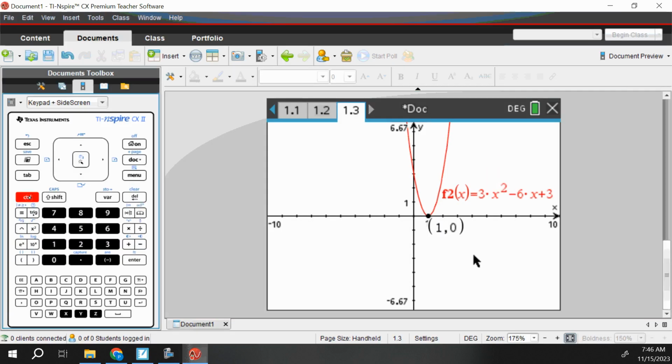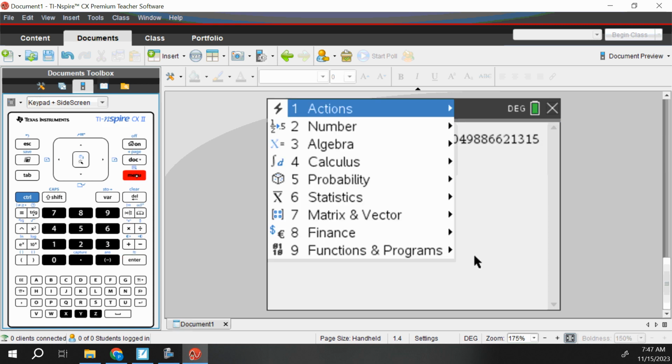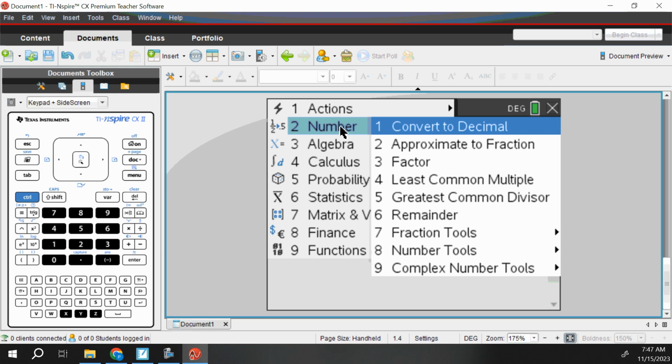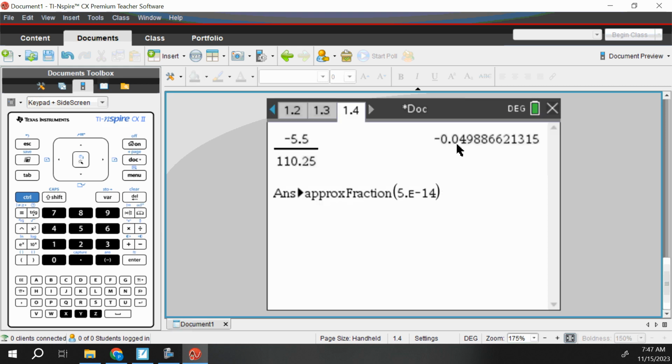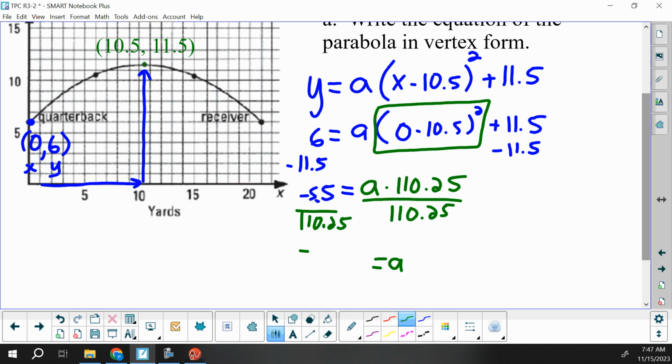So if we go over to our calculator page, we'll have minus 5.5 divided by the 110.25. Okay, notice we get a nasty decimal. The question does not say we should be rounding at all, so we want to switch that back to a fraction. We can switch a decimal back to a fraction by going Menu, Number, Approximate to Fraction. The command in the calculator looks a little funky, but if you hit enter, it'll switch it back to a fraction for you. So we have negative 22 over 441 for that value of a.